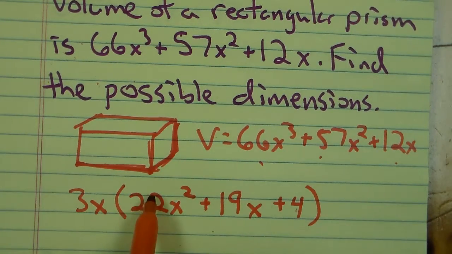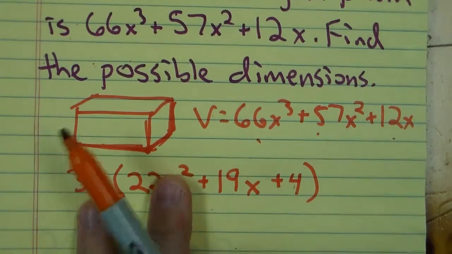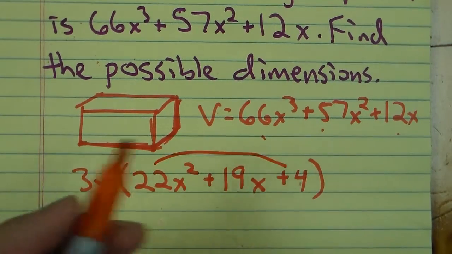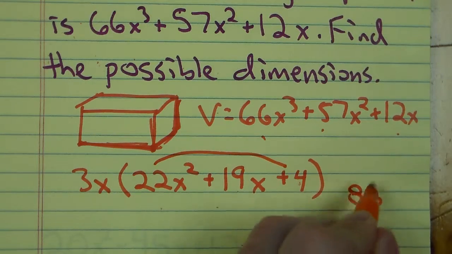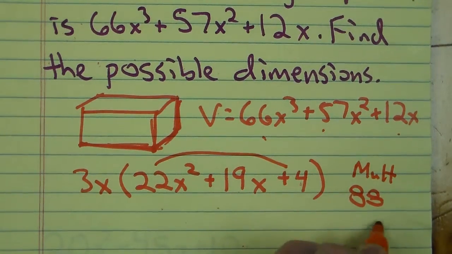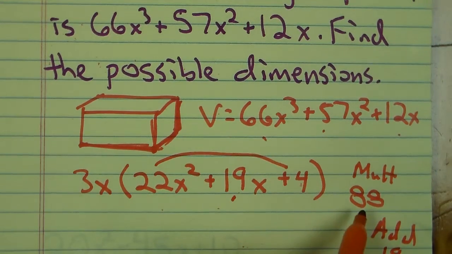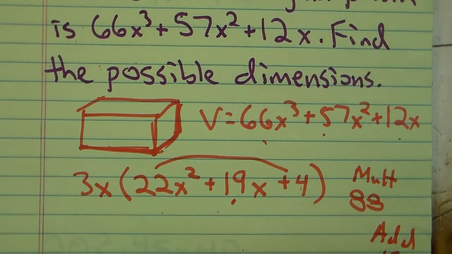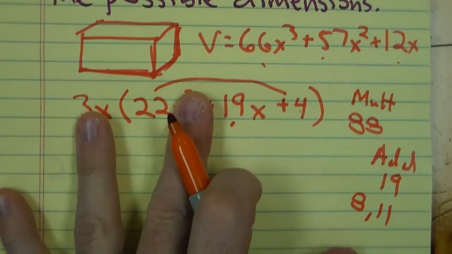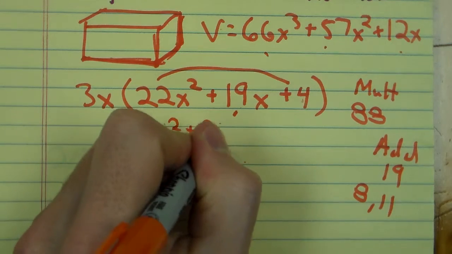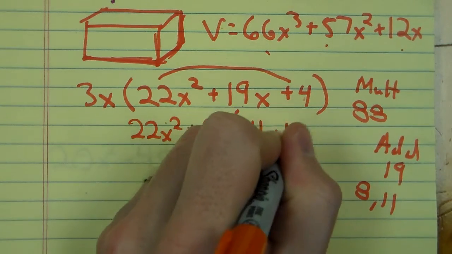It's going to be a lot easier to think of our multiplies, ways to get to this, than multiplying 66 times 12. So 3x is going to be an answer we stick with. Now I need to factor this, kind of like we've been doing already. 22 and 4 is 88. Multiply to get 88. Well, we also wanted to add to be 19. 88, though, is 8 times 11, which is 19 when we add them together. So we're going to go 22x squared plus 8x plus 11x plus 4.